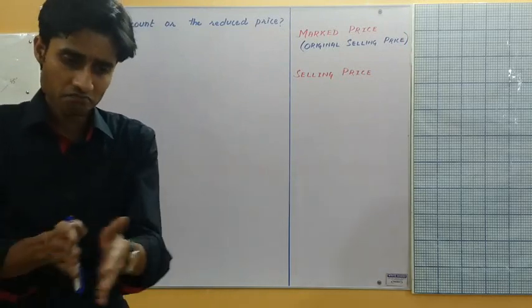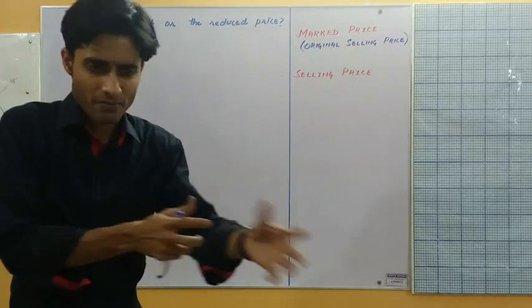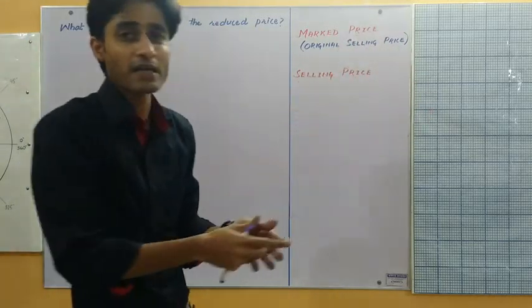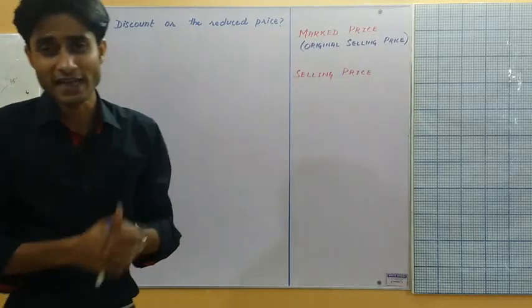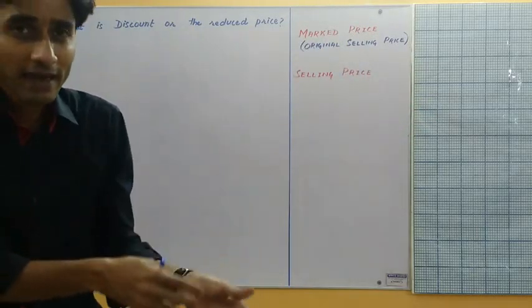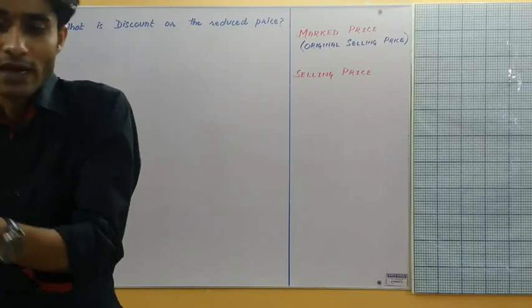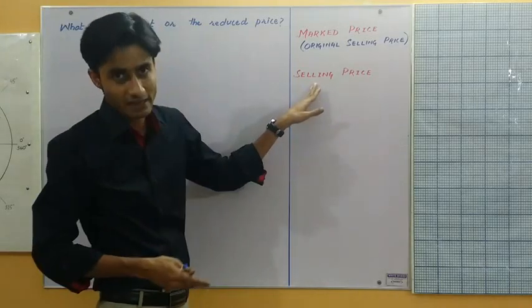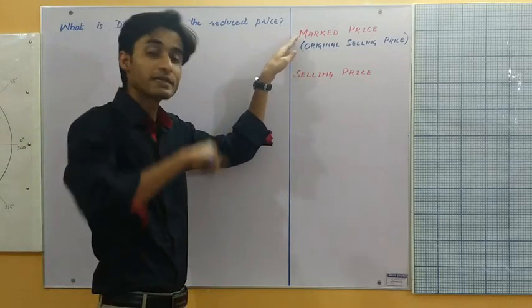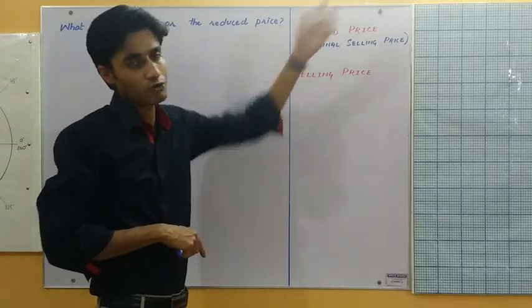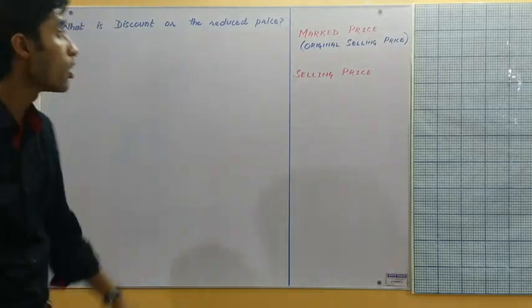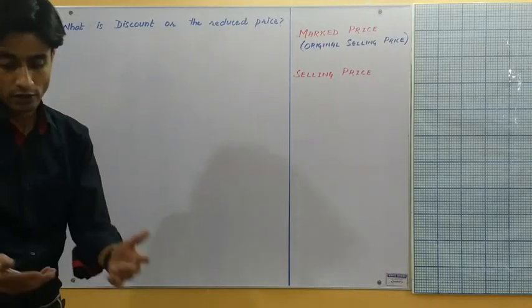And then after bargaining, or for some reason I am not buying it for the marked price, for the labeled price, for the attached price to the article, I am buying it at a lower cost, at a lesser amount. So that lesser amount becomes the selling price. That original tag or mark price is called the original selling price, and the difference between these two is called the discount or the reduced price.